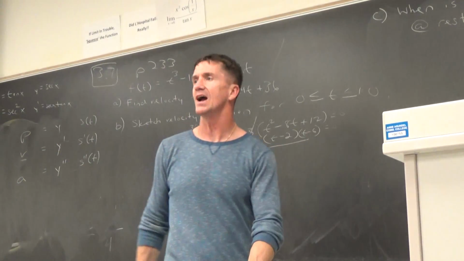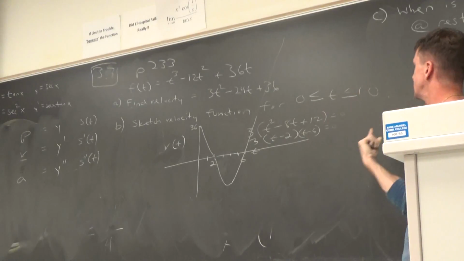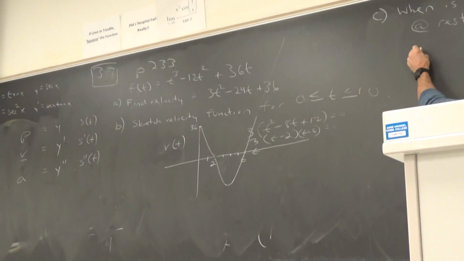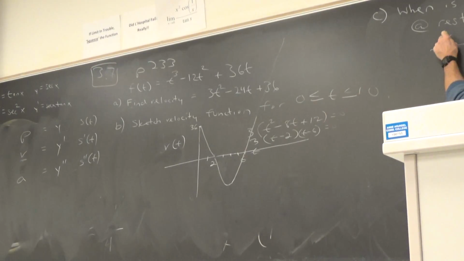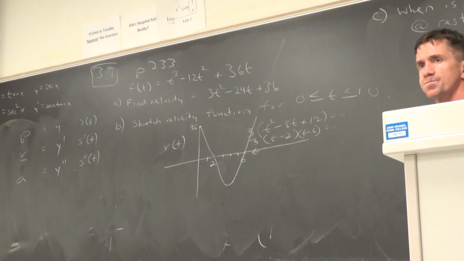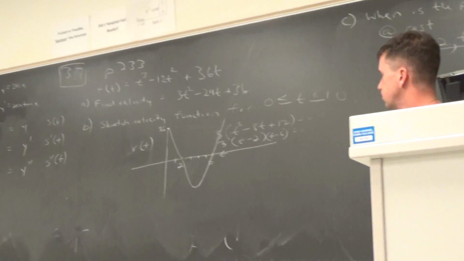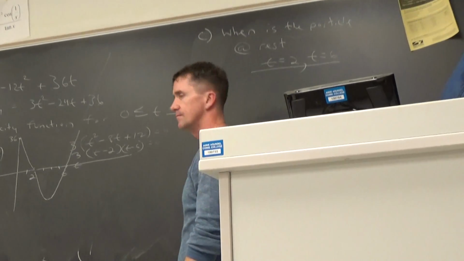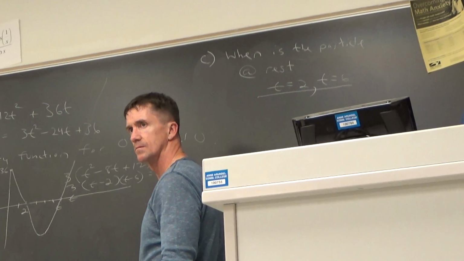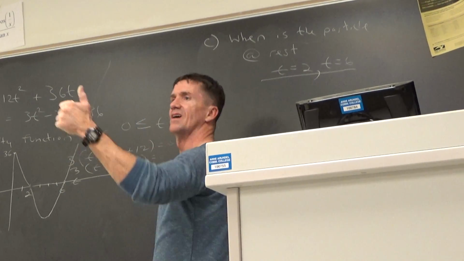But when was I at rest? When my velocity was 0, at rest, the answer? What do you want to put? t equal to 2 seconds. 2 and what else? 6 seconds. What is that supposed to be? 0 is less than t, is less than 10? Okay. Good thing.